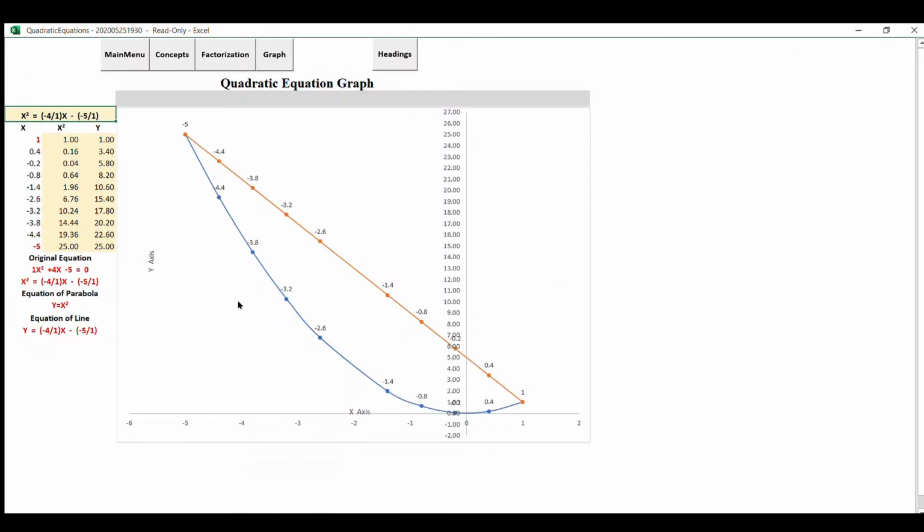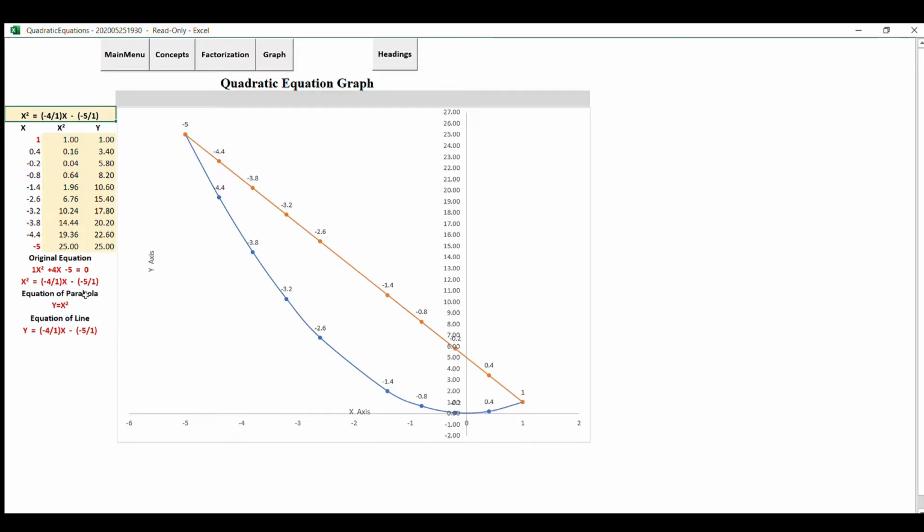Have you seen what has happened here? What is your original equation here? Your original equation as per the sum is 1x square plus 4x minus 5. Now that equation we have transformed into x square is equal to minus 4 by 1x, because here the value of a is 1, and you transfer 4x to the right hand side. So x square is equal to minus 4 by 1x minus of minus 5 by 1.